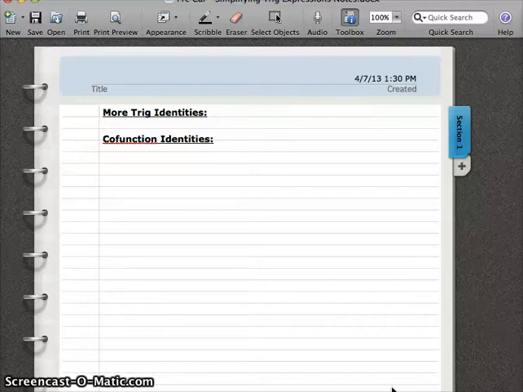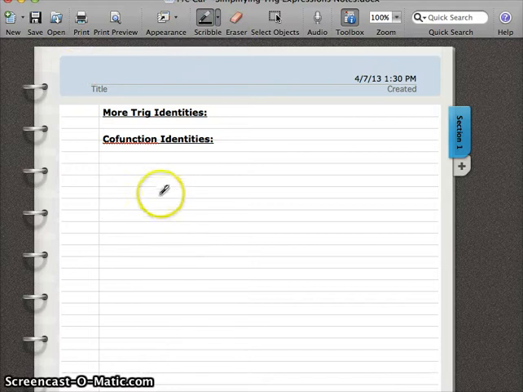In this video, I'm going to just continue talking about trig identities. We didn't have quite enough time to get through them in the last video, so this will be part 2. We're going to start with what are called co-function identities, and those will look something like this.